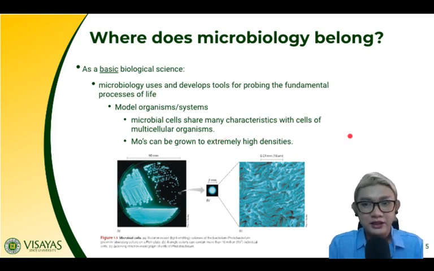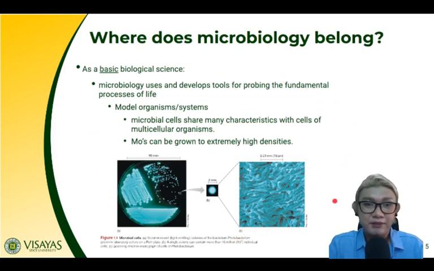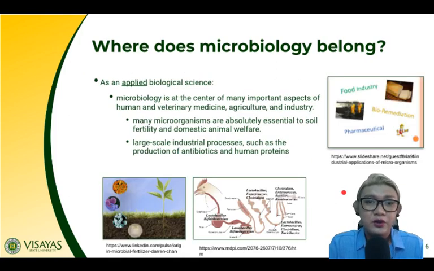So say for example, the microorganism E. coli is a model system for studying bacterial physiology or bacterial genetics or bacterial morphology. So using a species to do something about a group of organisms is what we call using the model system. And this is very important to understand the basic principles, to gain basic knowledge of a particular group of organisms. And we use that knowledge in order to make something out of it, make our lives better.